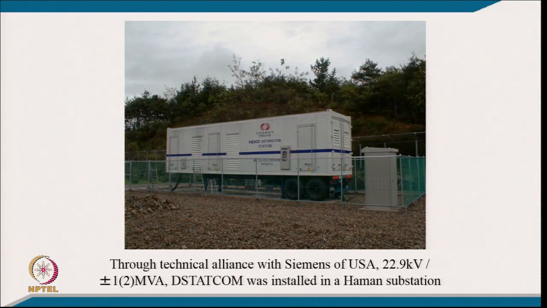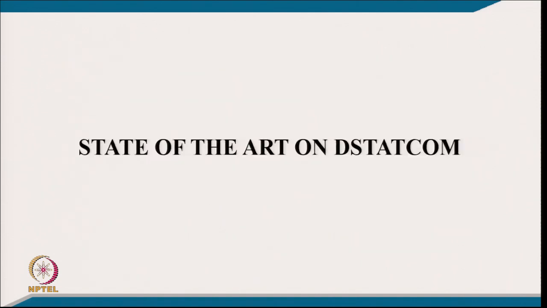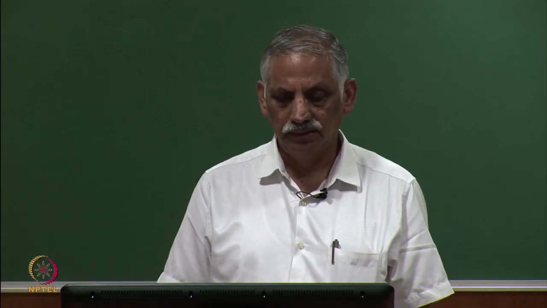And to give you an example, this is a typical photograph of a D-STATCOM of 2 MVA, which can deliver plus minus 1 MVA, installed in Hammond substation. To give you confidence, PureWave has manufactured this D-STATCOM distribution compensator, and up to 6 externally switched capacitor or reactor banks can be controlled by the PureWave D-STATCOM. Just to give you an idea that some manufacturers are already manufacturing this D-STATCOM, so it is not really a new thing, it is already used in practice.